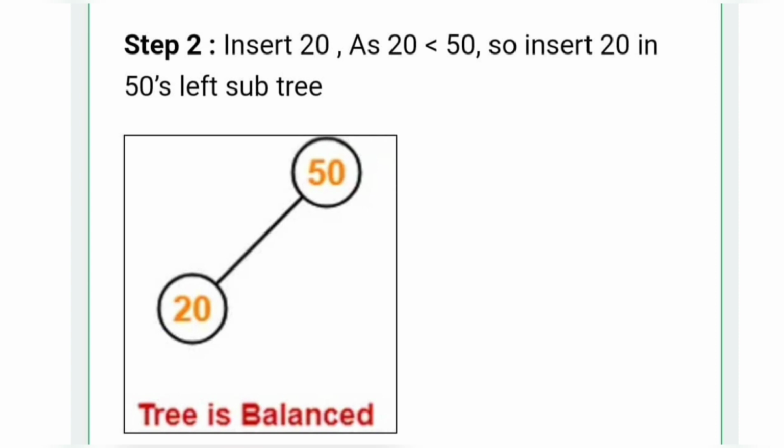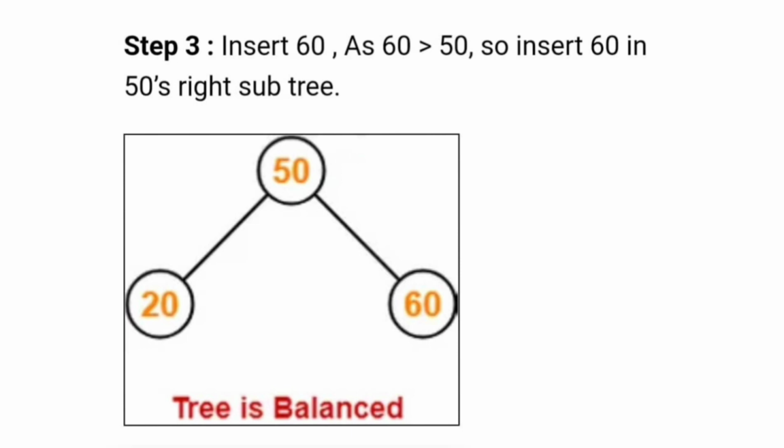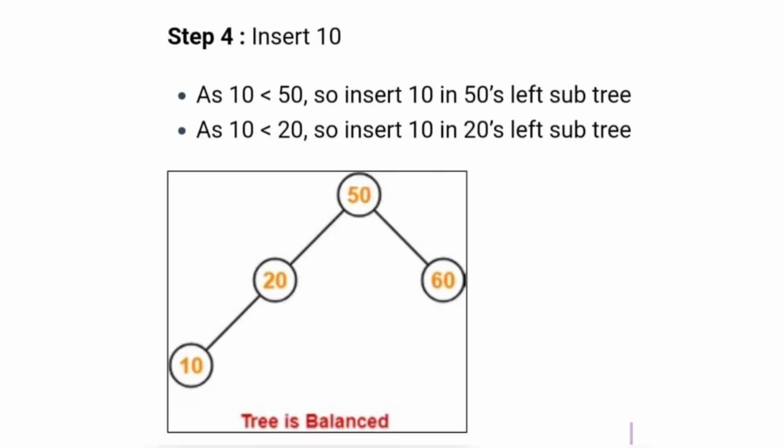Insert 20. As 20 is less than 50, insert 20 in 50's left subtree. The tree is balanced. Step 3. Insert 60. As 60 is greater than 50, insert 60 in 50's right subtree. The tree is balanced. Step 4.